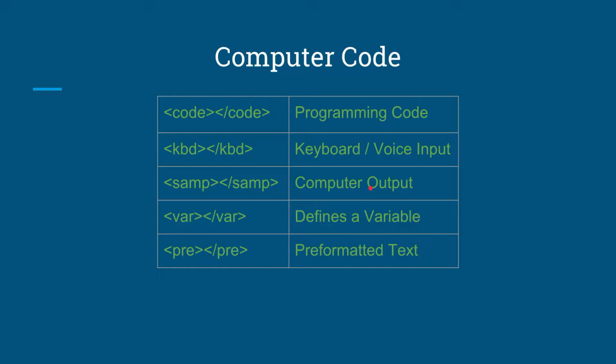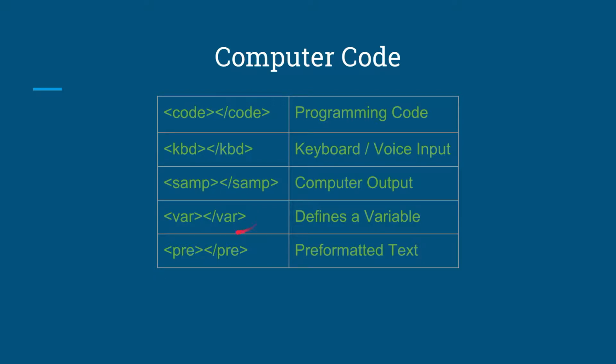Computer output, if we've put something into the computer and it gives us a confirmation or an error, we can represent that inside of the sample text. And var tags are going to represent variables. So in math, E equals MC squared. The E is a variable, the MC are variables, so we can represent all of those using our var tags.